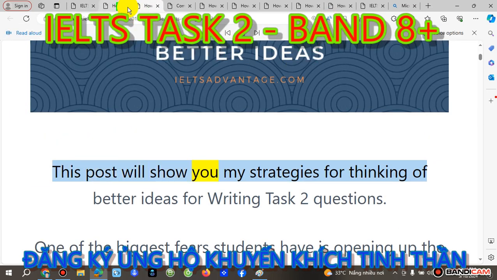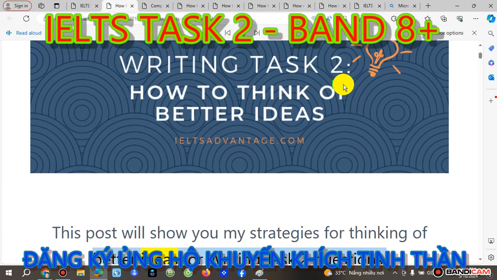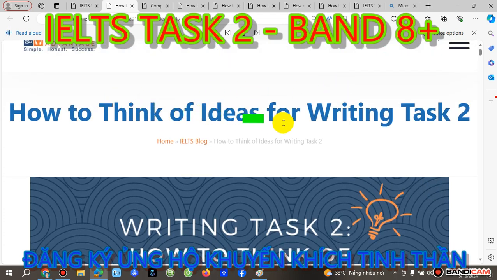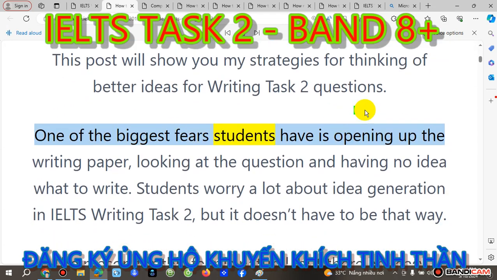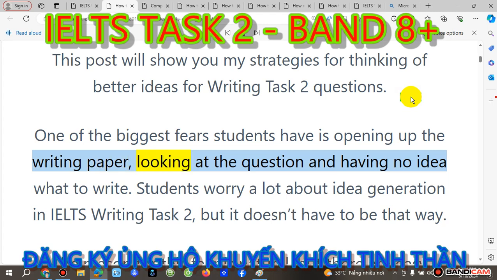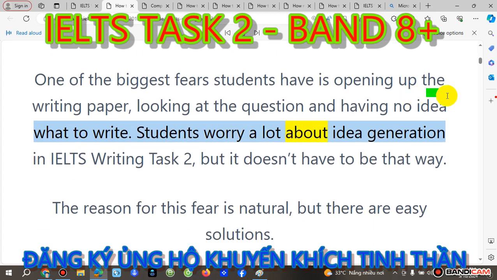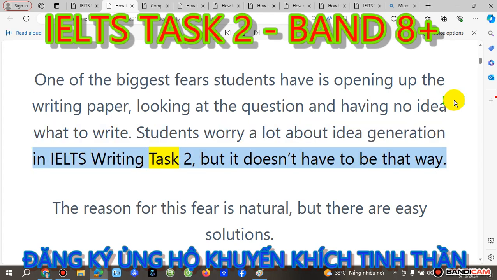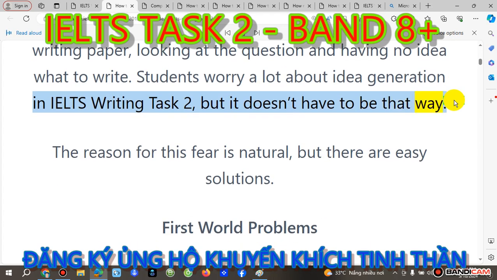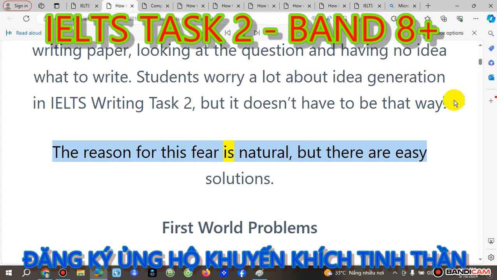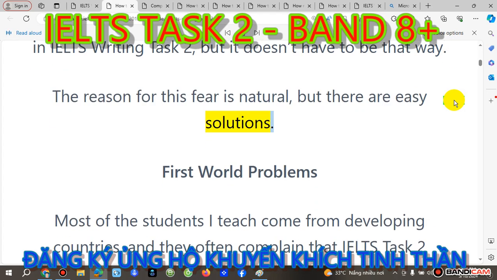This post will show you my strategies for thinking of better ideas for writing Task 2 questions. One of the biggest fears students have is opening up the writing paper, looking at the question and having no idea what to write. Students worry a lot about idea generation in IELTS writing Task 2, but it doesn't have to be that way. The reason for this fear is natural, but there are easy solutions.